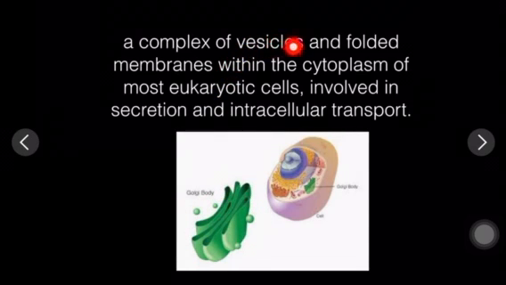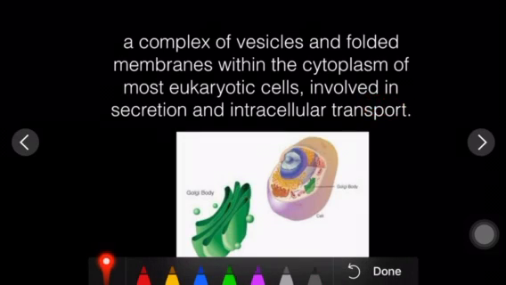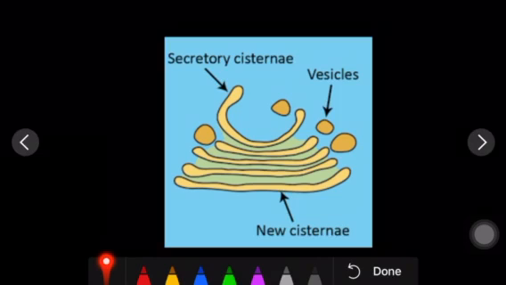These are called vesicles, and folded membrane present in the cytoplasm in most eukaryotic cells. It means these folded membrane and vesicle structures are present in the eukaryotic cell, and they are lying in the cytoplasm, the fluid of the cell. So it is called the Golgi body, and they are involved in secretion and intracellular transport. We will talk further about this.